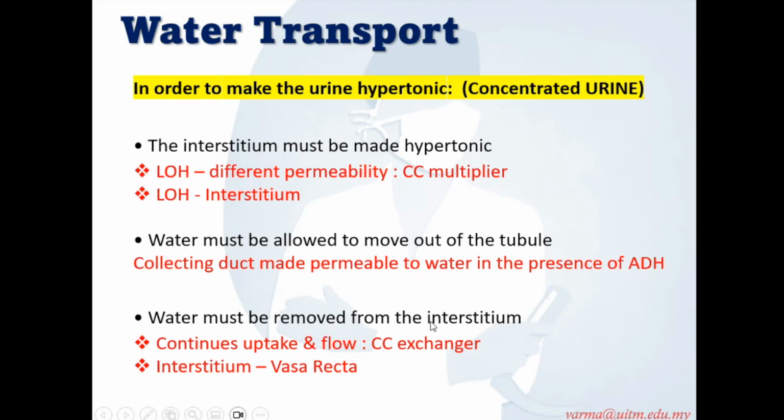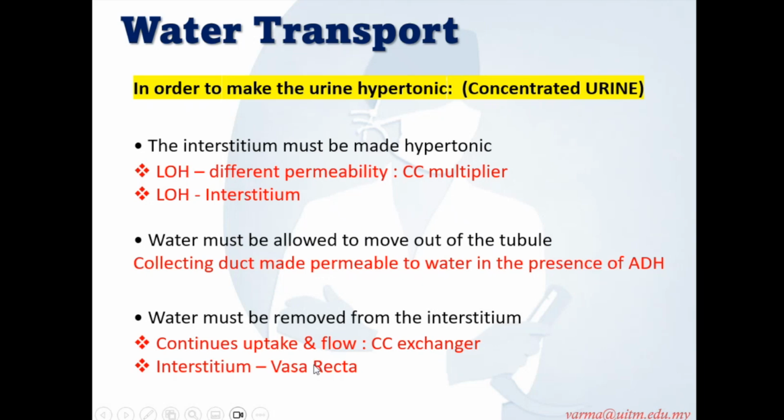Water must be removed from the interstitium. So, okay, a lot of water is being removed from the tubule into the interstitium, so the medullary tonicity is down. So how do we keep it always hypertonic? That's where your countercurrent exchanger comes in, which keeps the medullary tonicity always high.